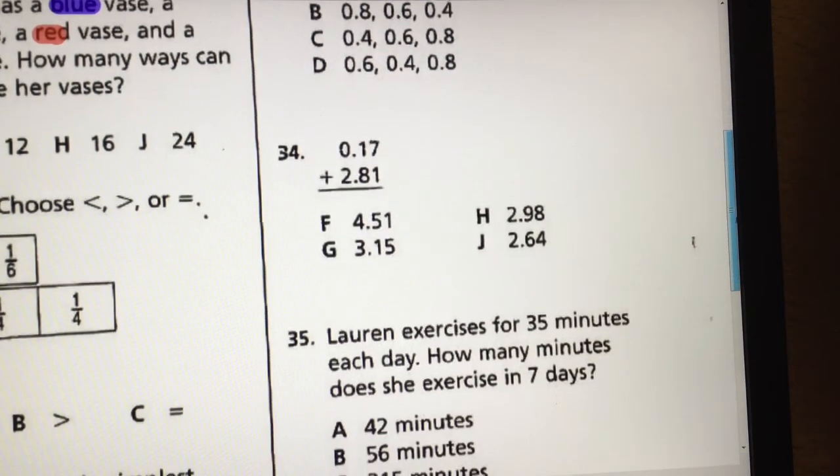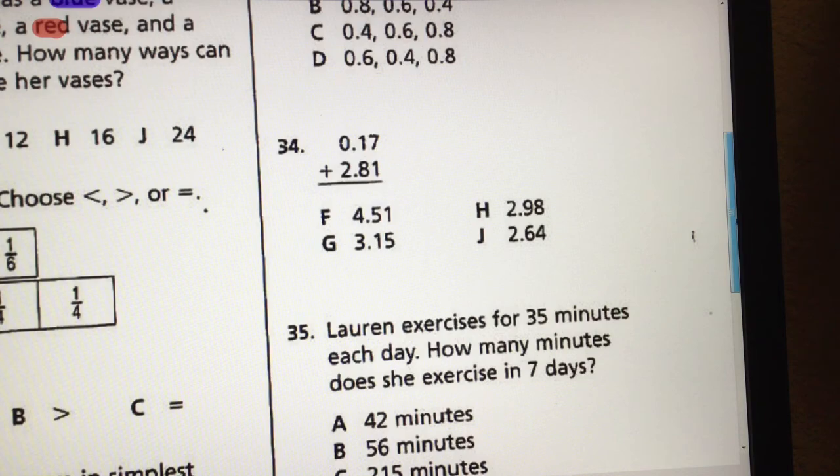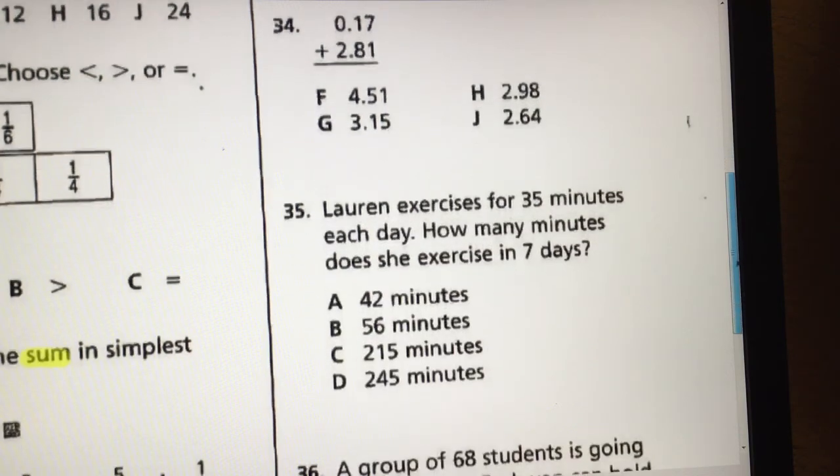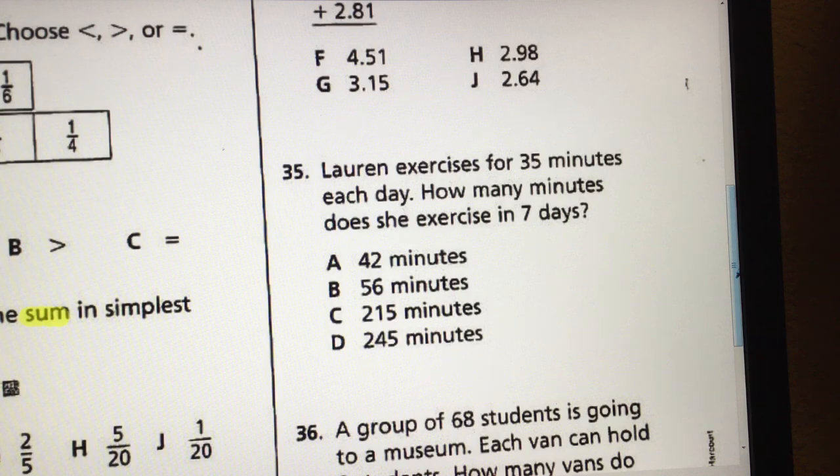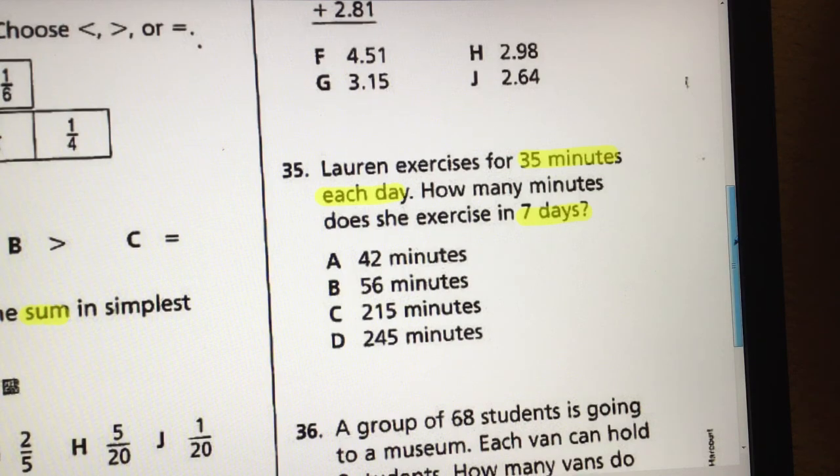Number 34 is just talking about addition. Don't forget to regroup if you need to. 35, Lauren exercises for 35 minutes each day. How many minutes does she exercise in 7 days? So she's going 35 minutes for each day. She's going to exercise in 7 days. Well, I'd be drawing a picture, right? She has 7 days, and then she's going to do 35, 35, 35, 35, 35, 35, and 35. Okay? Figure out how many minutes she exercises in all.